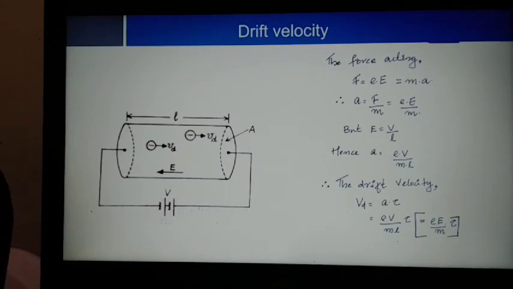So what is drifting? The term drifting refers to the movement of free electrons from one end to the other of a conductor in the presence of an external electric field or external potential difference. The average velocity with which electrons drift from one end to the other is known as the drift velocity.